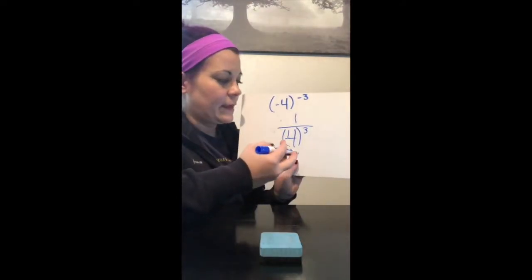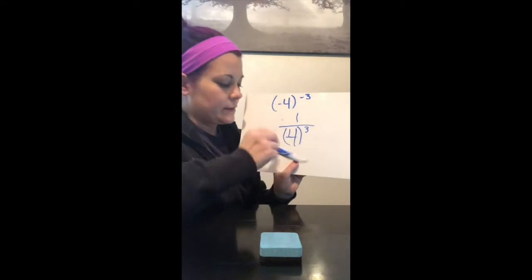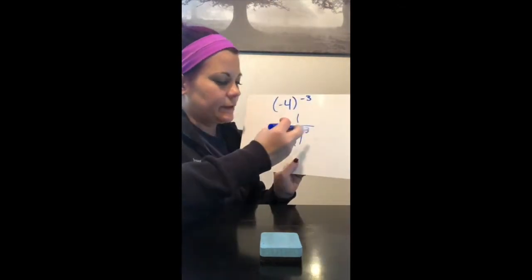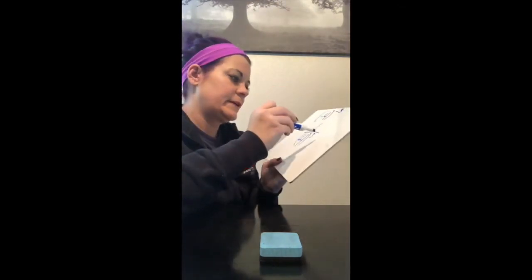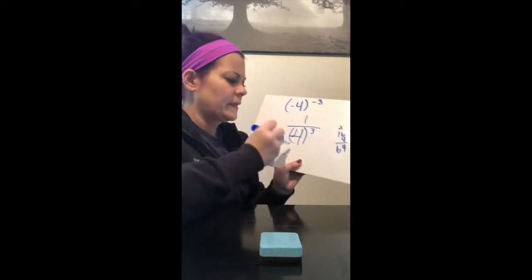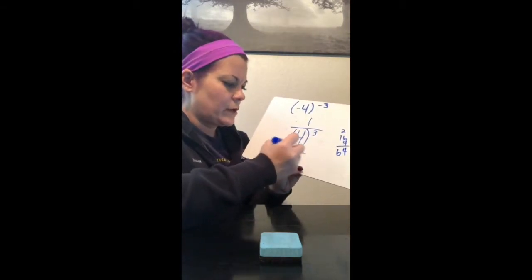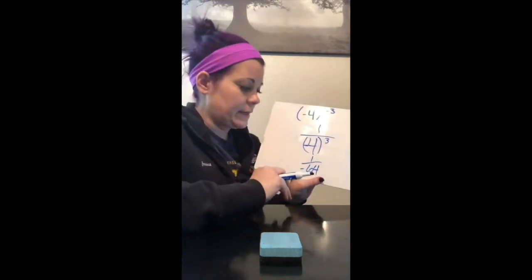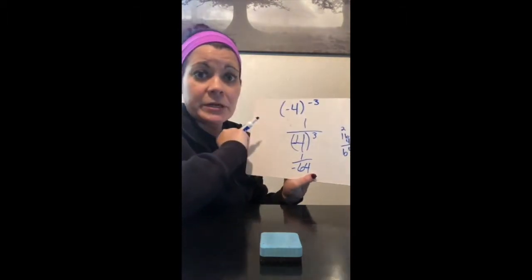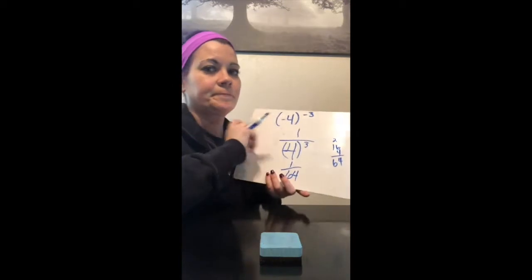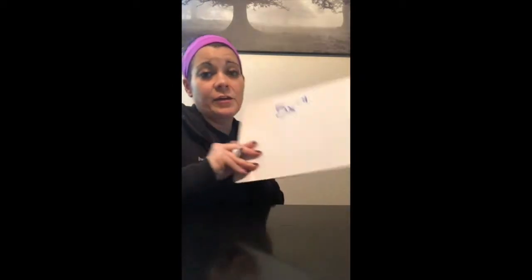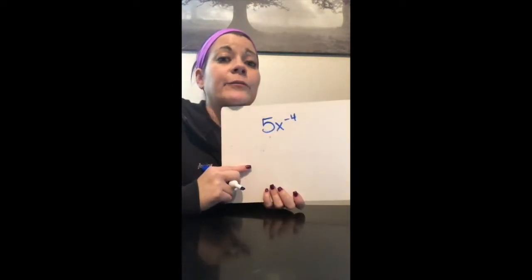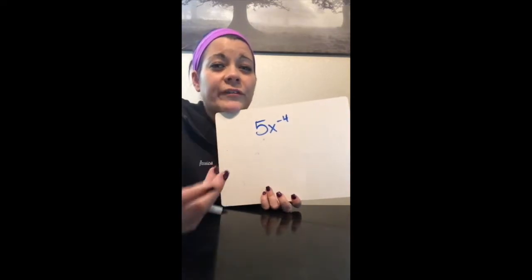Now we can simplify it. Negative 4 to the third power. 4 times 4 is 16. Then 16 times 4 is 64. So that would be 1 over negative 64, because negative 4 to the third power is negative 64. Now, like I said, in your final answer, you cannot have a negative exponent. So I want you to simplify this.